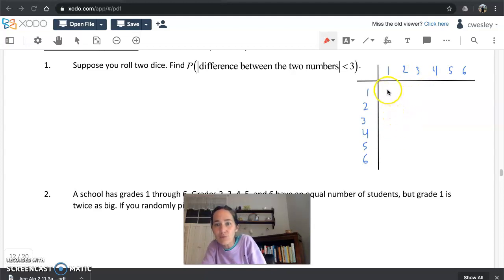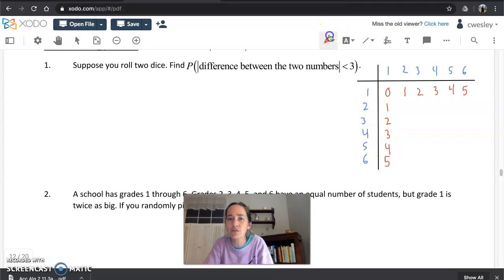So 1 minus 1 gives me 0. I'm going to put the differences here. 2 minus 1 gives me 1. So I'm subtracting the numbers in those column and row and putting them down here in red. 3 minus 1 gives me 2. We're talking about the positive difference. I know 1 minus 4 is negative 3, but I want the absolute value of the difference in this table. So this is 4 minus 1, 5 minus 1, and 6 minus 1. Definitely start to see a pattern. 2 minus 1, 3 minus 1, 4 minus 1, 5 minus 1, 6 minus 1.